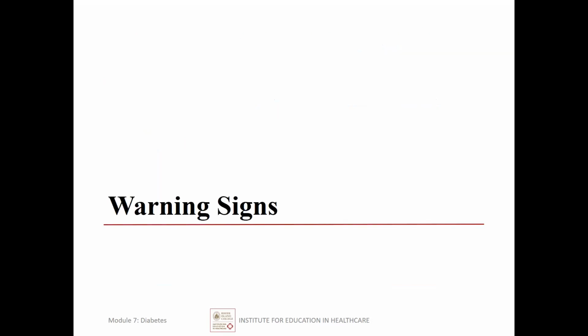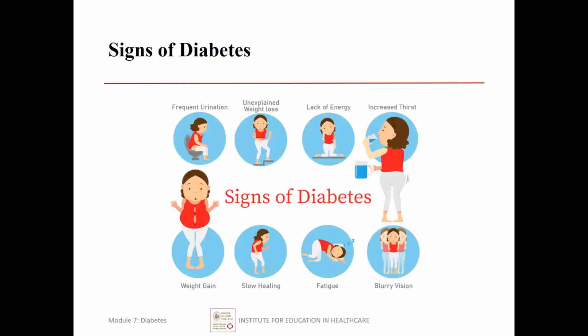What are the warning signs? So most of these warning signs are actually signs of high blood sugar, right? So even after someone's been diagnosed with diabetes, if they have these signs, it may mean that their blood sugar is too high. So frequent urination, unexplained weight loss, and that's particularly true for type 1 diabetes. The opposite of that is more true for type 2 diabetes, which is weight gain.